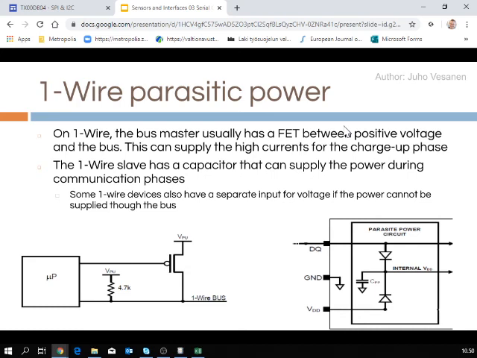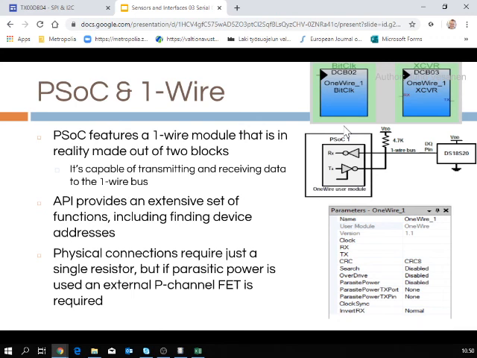Okay, and that's about the parasitic power. Inside the device there is usually a rectifier and a small capacitor, which may also be outside of the device. So it charges the device whenever the data line is up, and the idle state is the high signal.